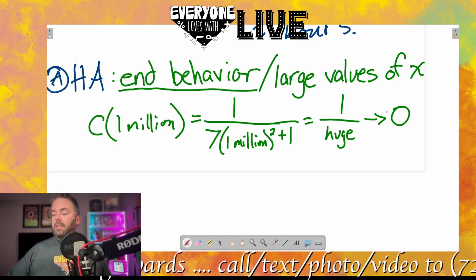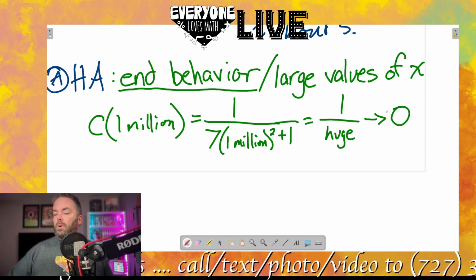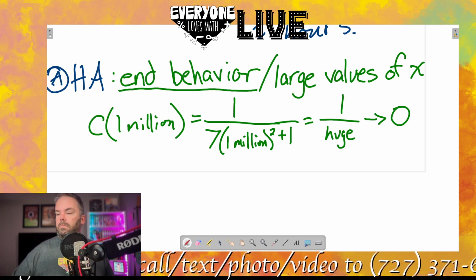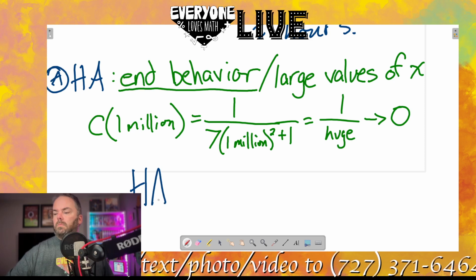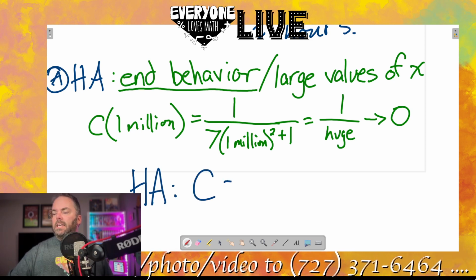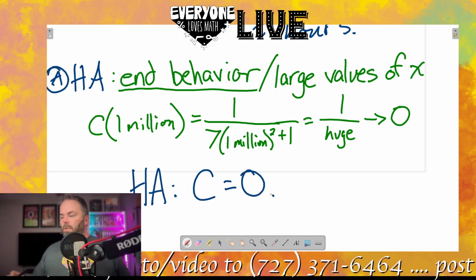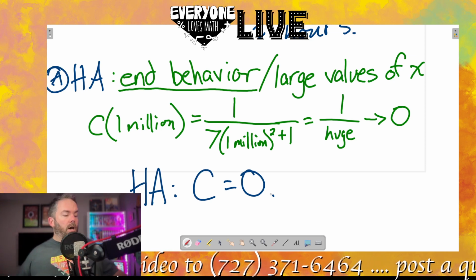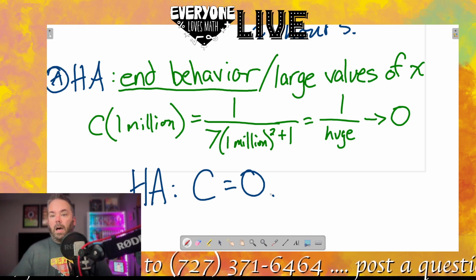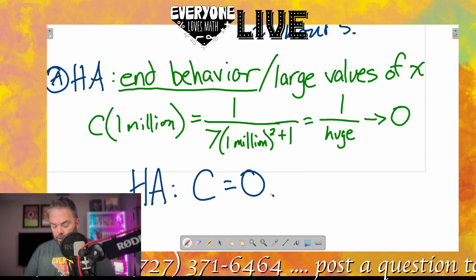So what we would say in this problem is that the horizontal asymptote would be the line C equals 0, because for large values of t, the output gets very, very close to 0.